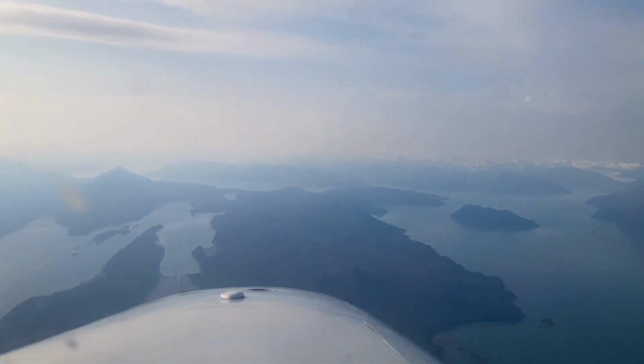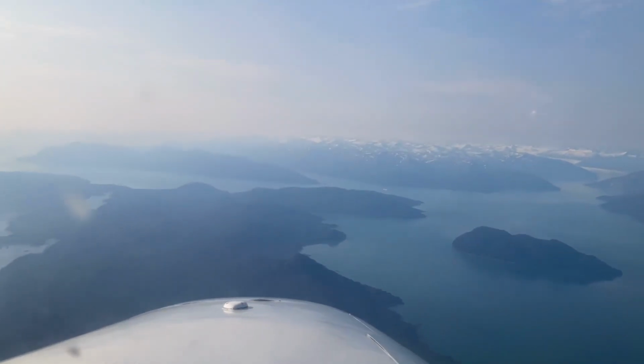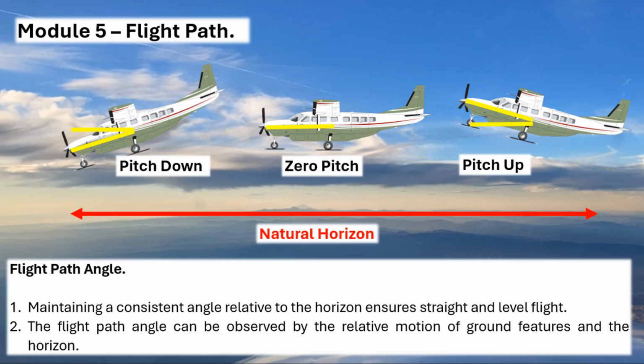Flight path. Flight path angle. 1. Maintaining a consistent angle relative to the horizon ensures straight and level flight. 2. The flight path angle can be observed by the relative motion of ground features and the horizon.